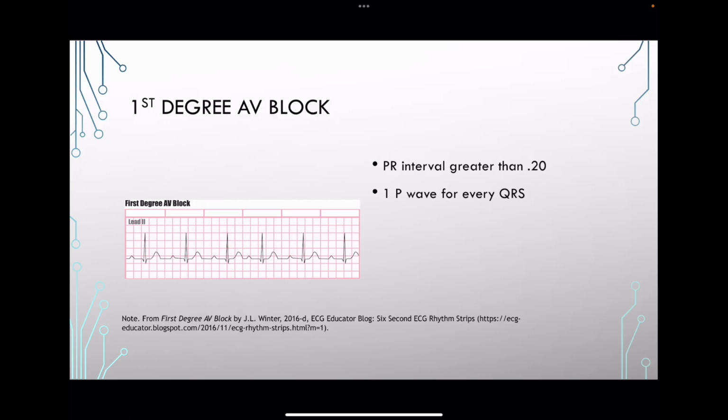So in your first degree, what you're looking for is a PR interval that is greater than 0.2. Anything greater than 0.2 is considered a first degree, and essentially what's happening is your P wave is firing, but the signal isn't reaching past the next part, which is your AV node, or it's taking longer to, so then your QRS is delayed in firing. So just remember, with a PR interval, it's greater than 0.2, and every P wave still has a QRS. So it's 1 for 1 here. That's your ratio.